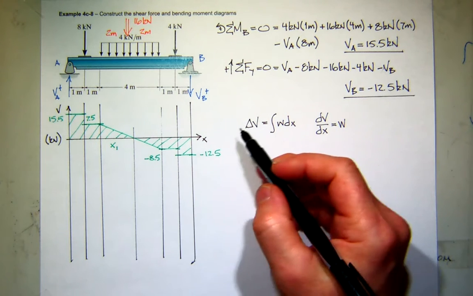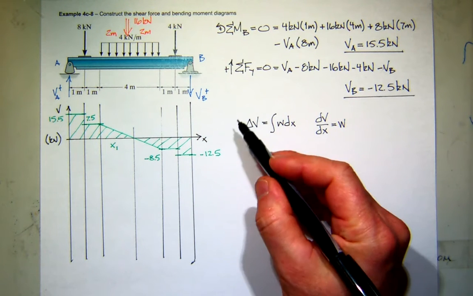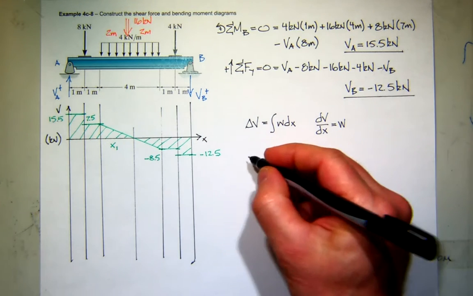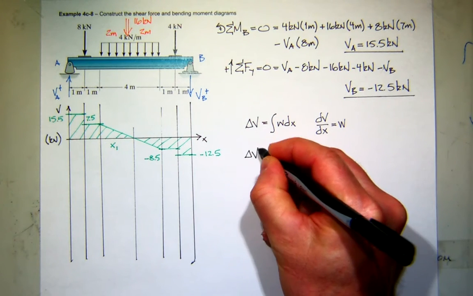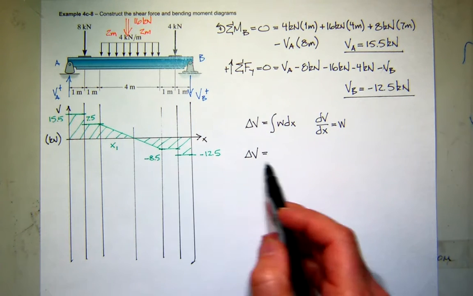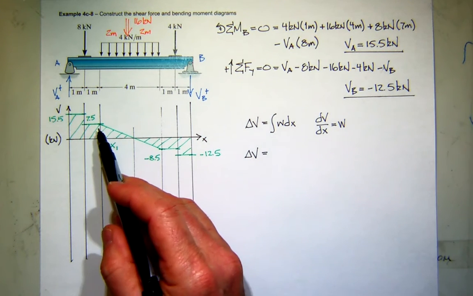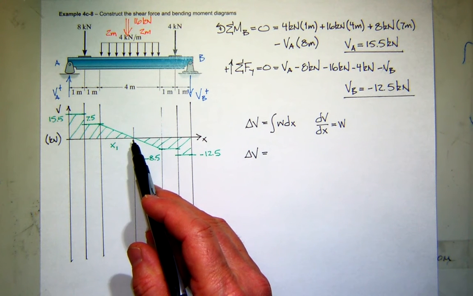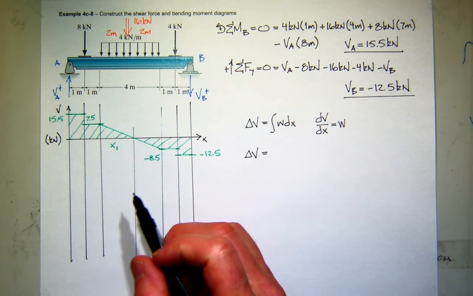Well, I'm going to propose that we use the same equation we've been using all the time. I'll say the change in shear from this point to this point is equal to what? Well, it starts off at 7.5 and it drops to 0. So what's the change in shear? Negative 7.5.